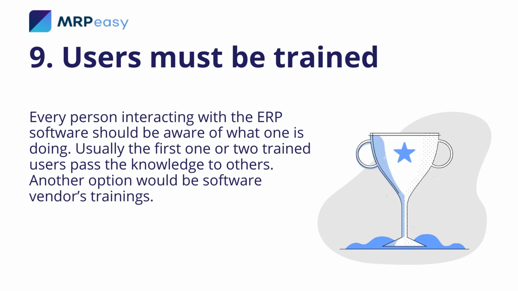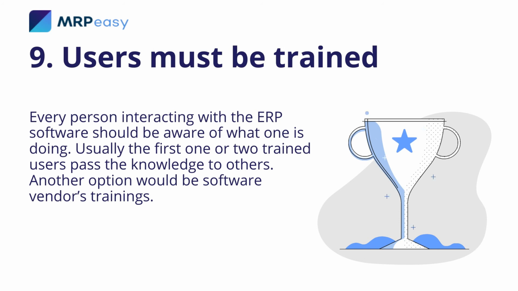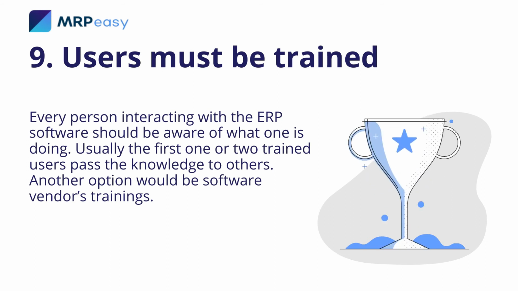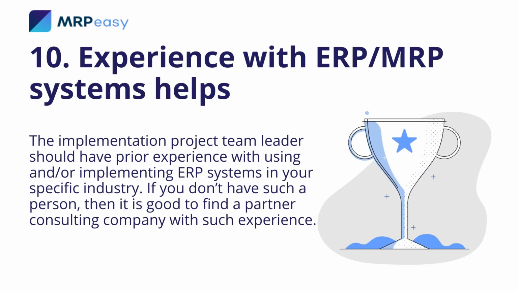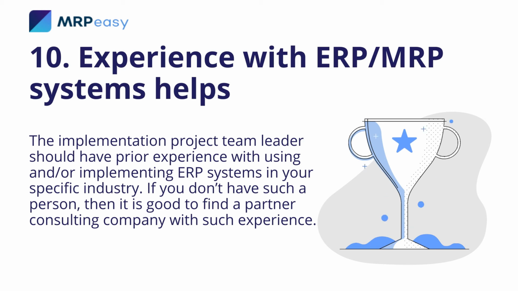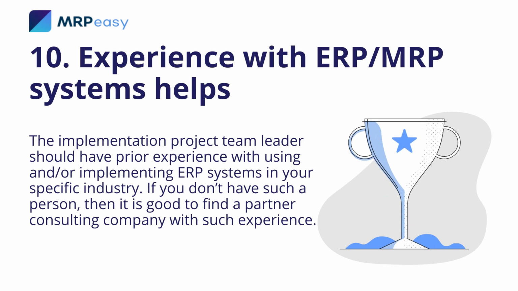9. Users must be trained. Every person interacting with the ERP software should be aware of what one is doing. Usually, the first 1 or 2 trained users pass the knowledge to others. Another option would be software vendors' trainings. 10. Experience with ERP MRP systems helps. The implementation project team leader should have prior experience with using and/or implementing ERP systems in your specific industry. If you don't have such a person, then it is good to find a partner consulting company with such experience.